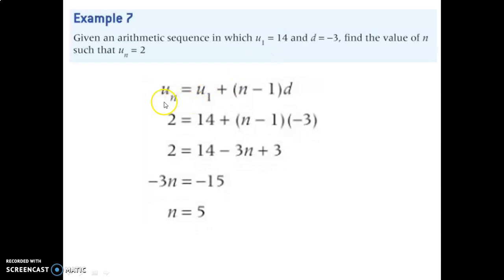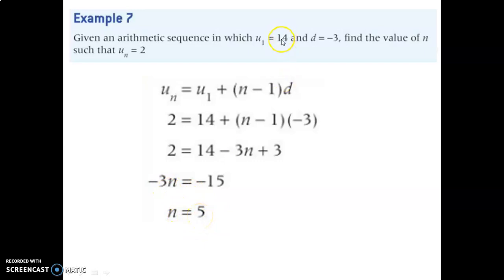Okay, here's the process for this one. We're going to begin with the general rule. We're going to plug in the u_n. We're looking for some future term that has a value of 2, so we put that in here. u1 is 14, d value is -3. Solve this algebraically by multiplying through, calculating, solve for n, 5.